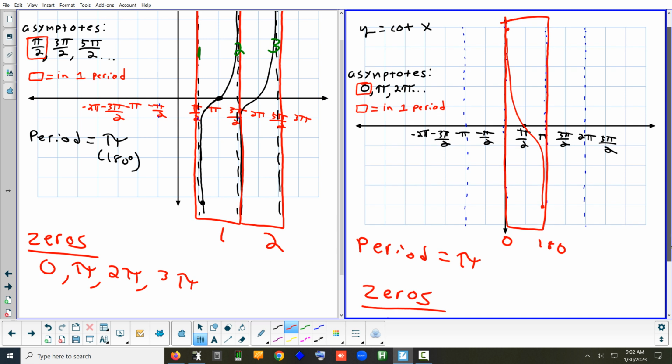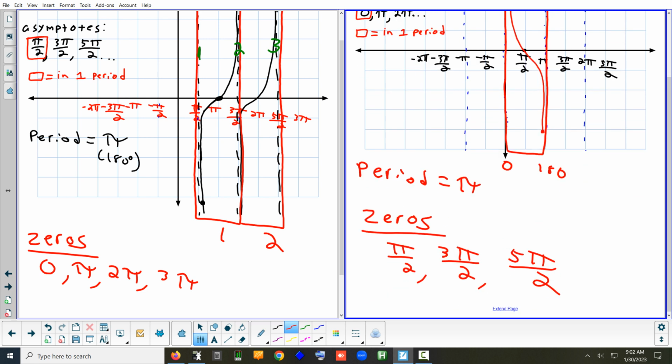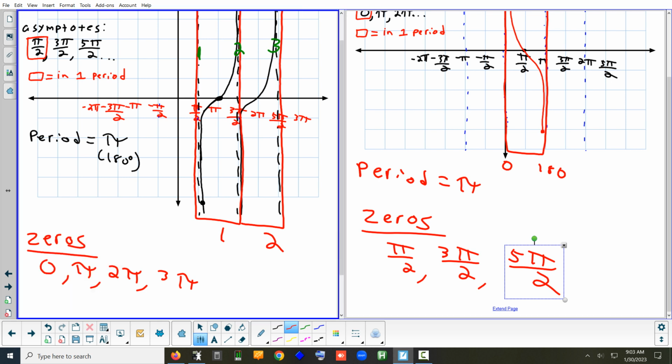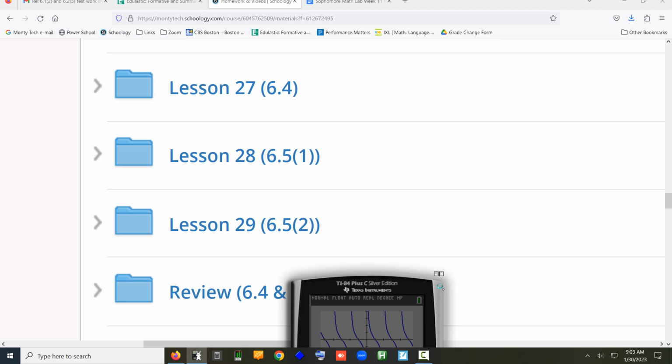Now, let's look at the same thing here. These are the zeros for cotangent. Pi over 2, 3 pi over 2, 5 pi over 2. What do you notice about the zeros for the cotangent when you look at them on the tangent? They're the asymptotes. So what happens between the graphs of tangent and cotangent is the asymptotes and the zeros switch. All the zeros for tangent become the asymptotes for cotangent. All the zeros for cotangent, you're welcome.